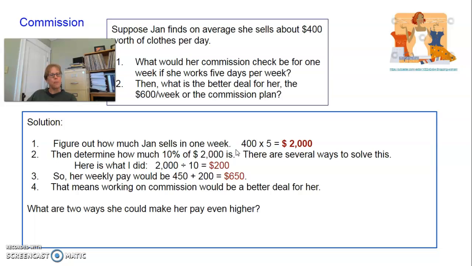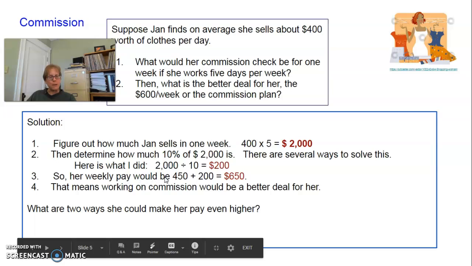Then I thought, okay, her commission then would be 10% of that 2,000. Again, there are several ways to solve this. I decided to do 2,000 divided by 10. Doesn't mean that's the right way. It's just the way I chose to do it. I also could have done 2,000 times 0.1, or 2,000 times 1/10, like a fraction. Several different ways to do that. But any way you do that, you should end up with $200 as her commission check.